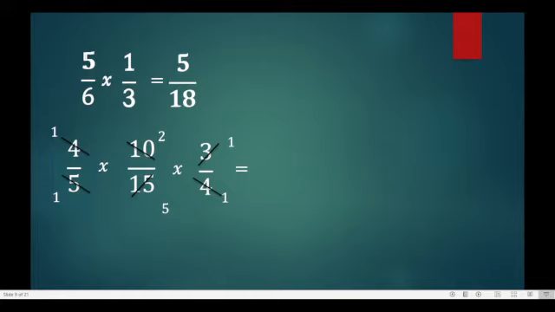So let's multiply the numbers on top. So we have 1 times 2 times 1 is equals to 2. And then we have 1 times 5 times 1 is equals to 5. So the answer is 2/5.